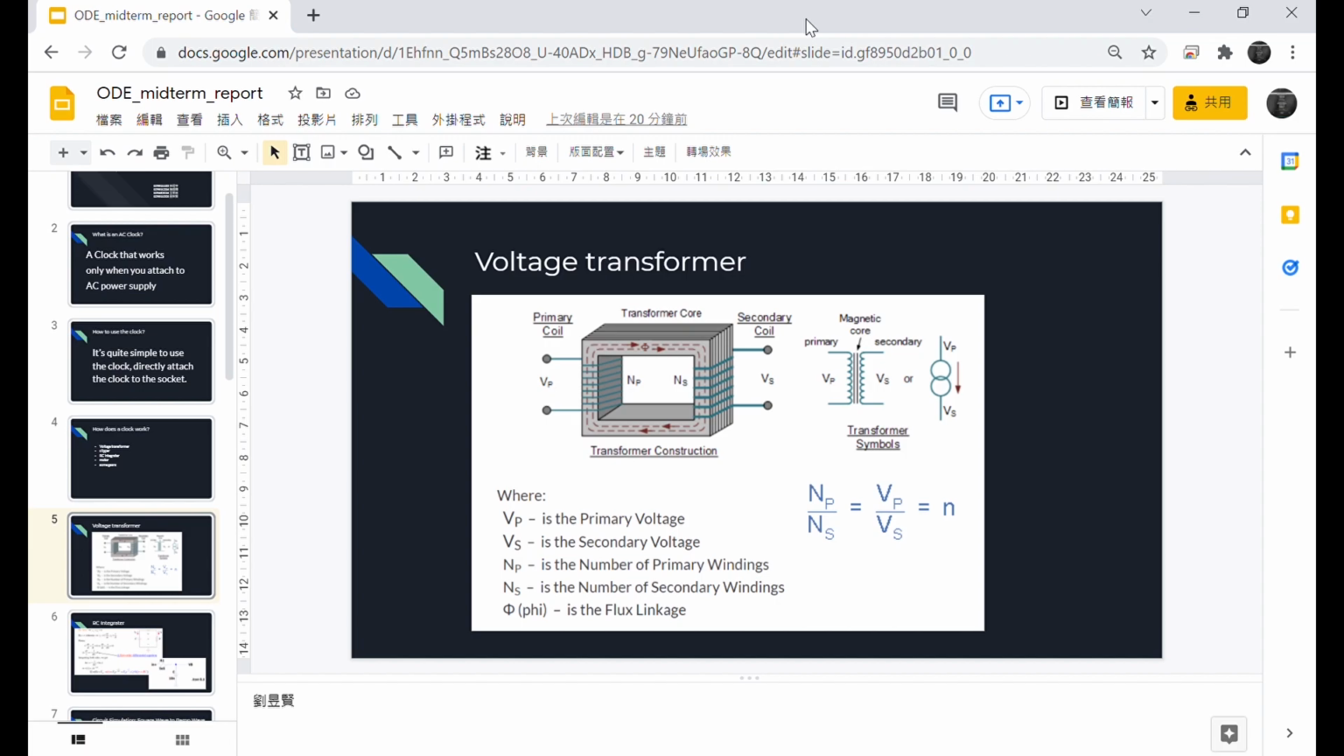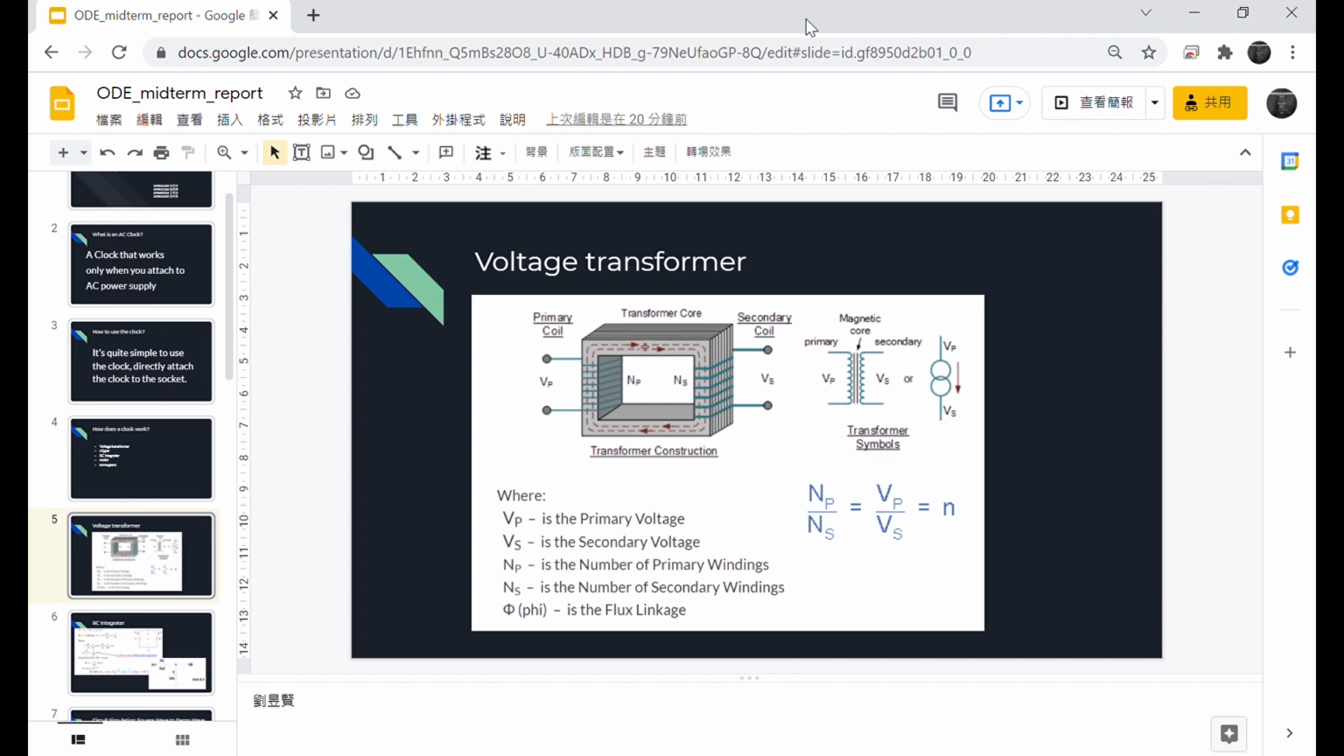A voltage transformer works on the basis of Lenz's law and what we've learned in general physics. When the current on the left part of the transformer, called the primary coil, changes, then according to Lenz's law, the magnetic field changes accordingly. Now let's move on to the right-hand side, called the secondary coil. When the magnetic field changes, the change leads to a change in current on the output circuit.